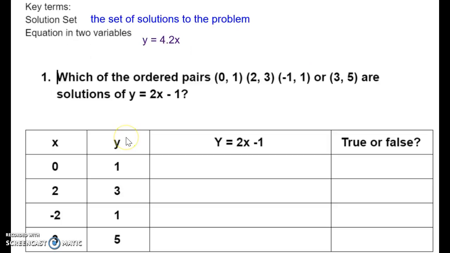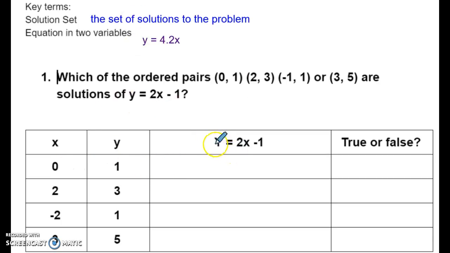Okay, so now let's look at the first example. If you need to, pause the video and make sure you fill in solution set and equations in two variables on your notes. Okay, for the first one, we have these ordered pairs, and we want to know which of these ordered pairs are solutions to the equation y equals 2x minus 1. So basically, which of these ordered pairs, when I substitute in the domain value for x, and the range value for y, does it actually come out to be true? Well, then we have to try this.